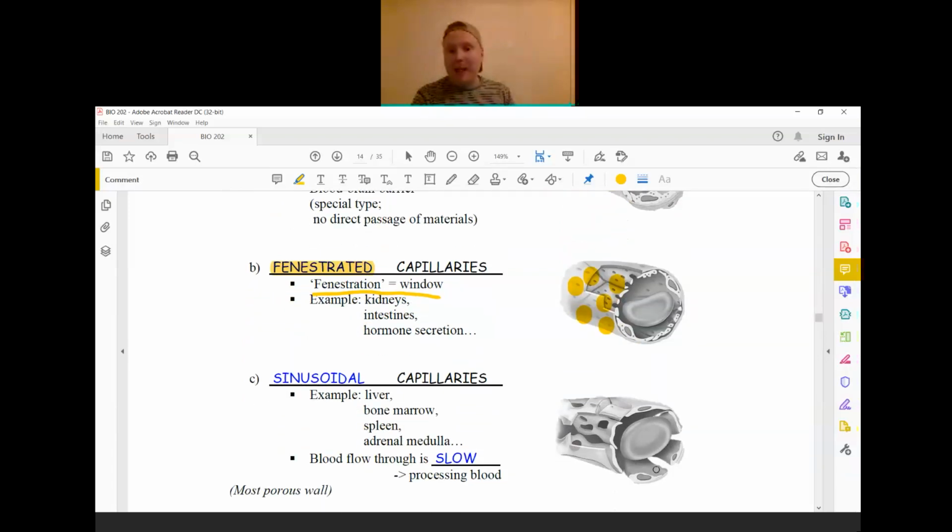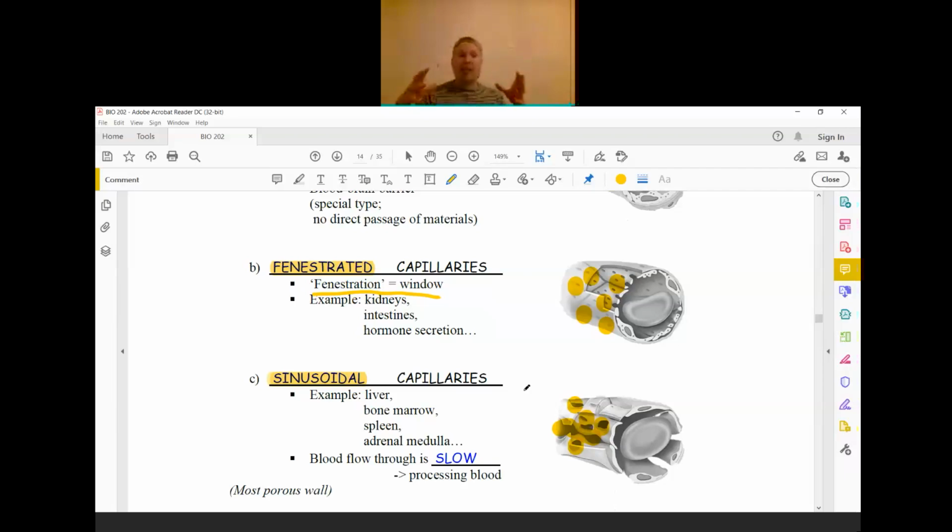The final one is going to be sinusoidal capillaries. Sinusoidal, you think of the word sinus, means empty space. They're missing large portions of the walls of the capillaries. This causes the blood flow to be very slow, and materials are able to cross in and out of the capillary very, very easily. So we find this, for example, at liver, bone marrow, spleen, adrenal medulla, and so on.